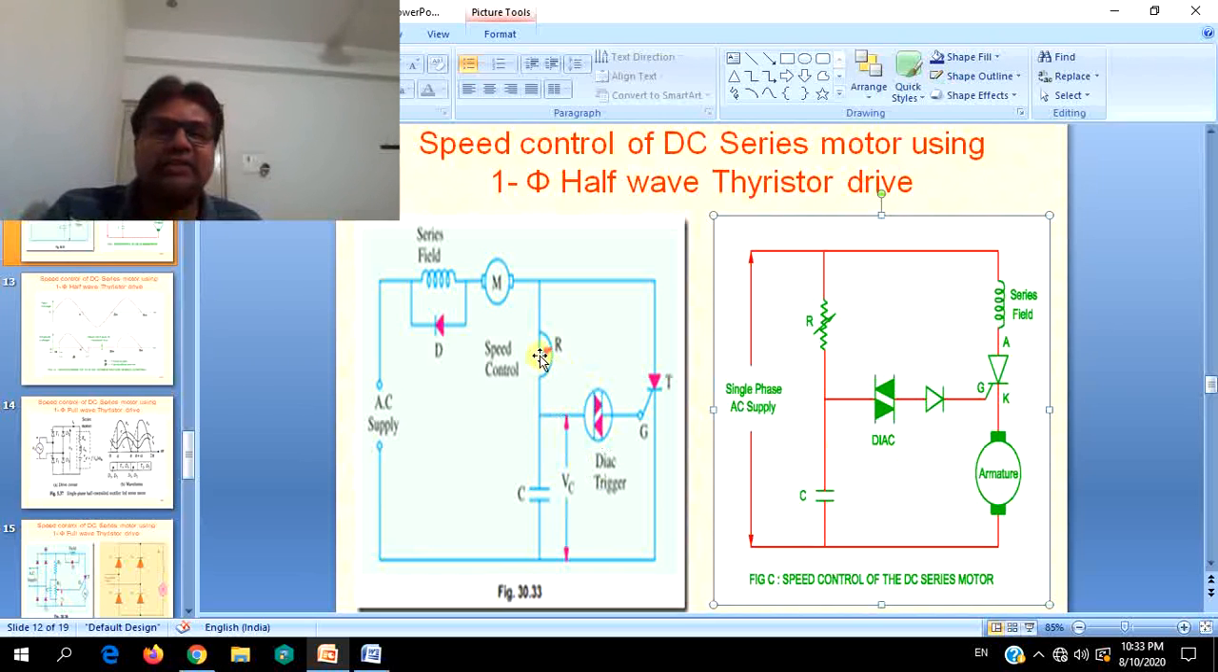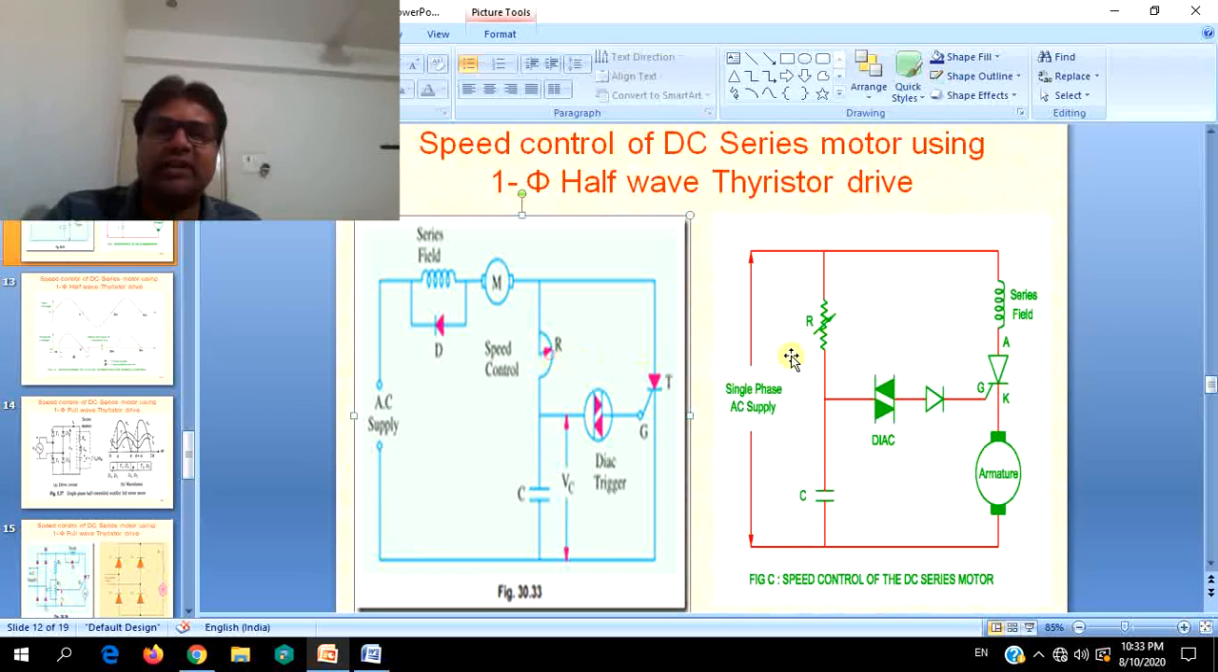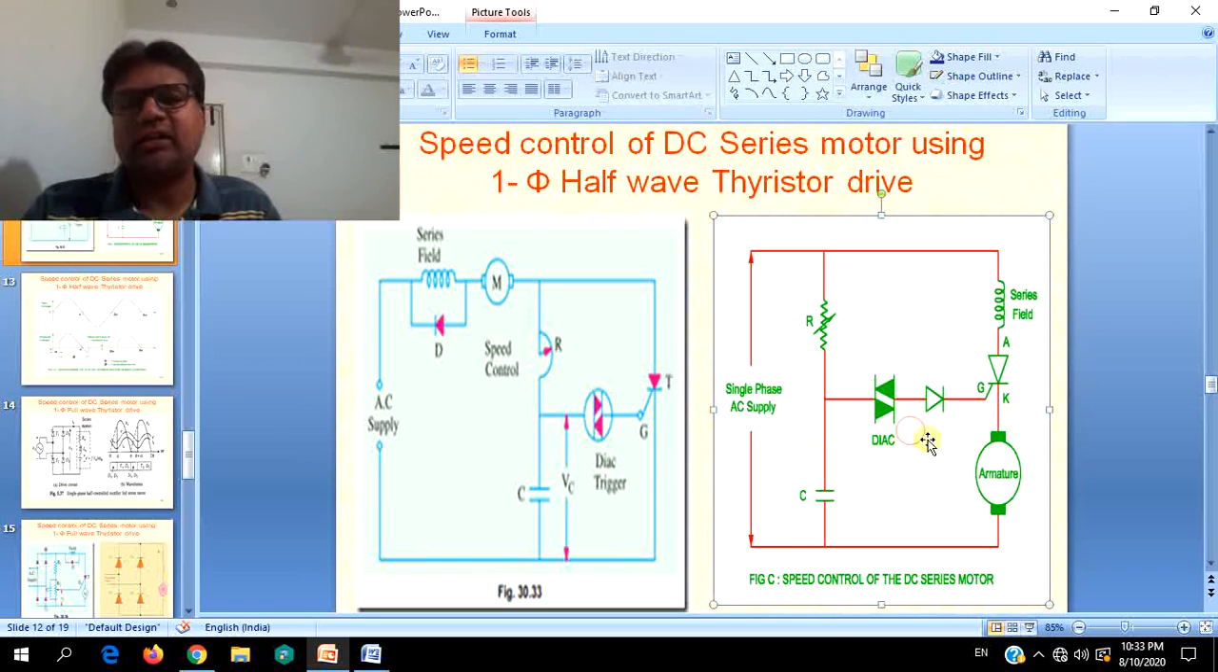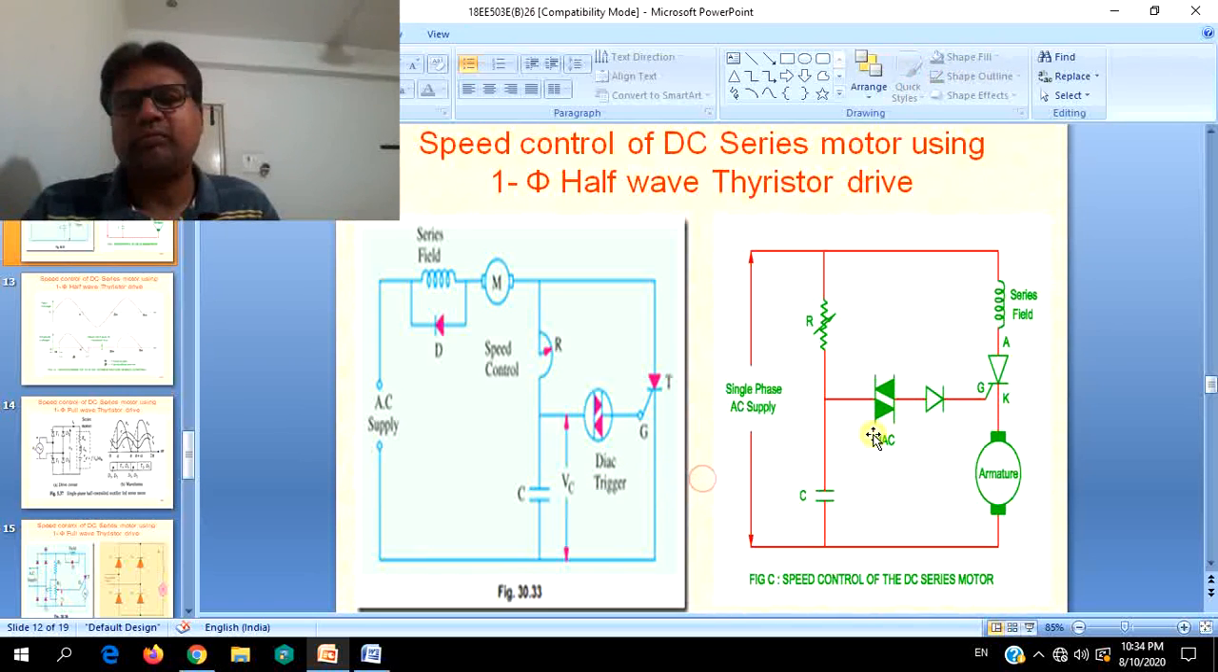All other features are same. By changing this resistance, the variable resistance, the capacitor can be tuned for the triggering time of the SCR via the diac, or it should be tuned to break the diac breakover voltage, the diac forward voltage, so the diac can conduct at the required instant. So it is a straightforward case.